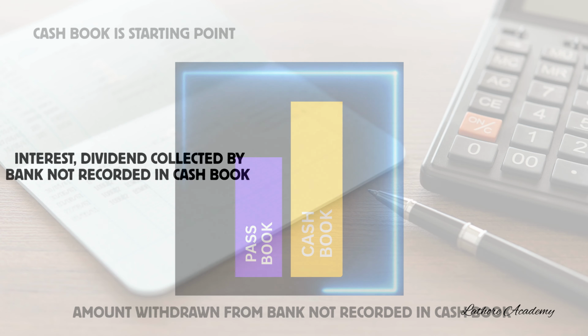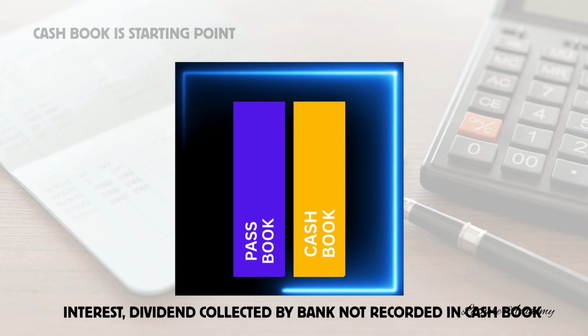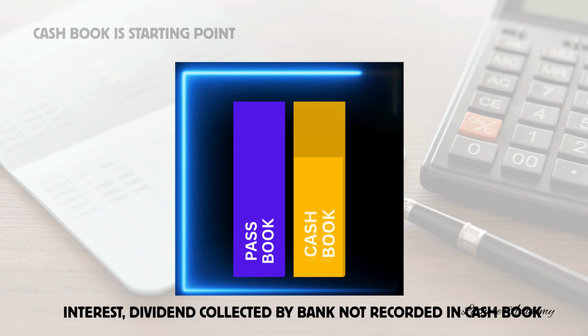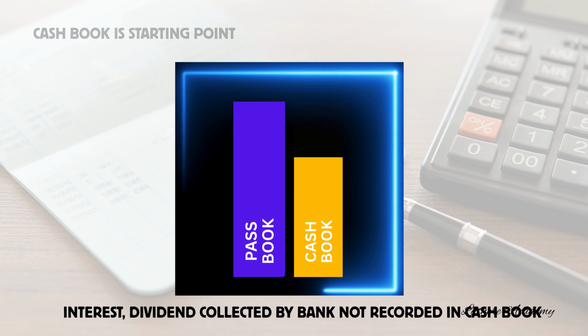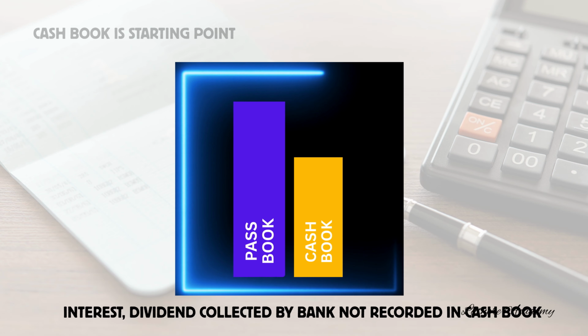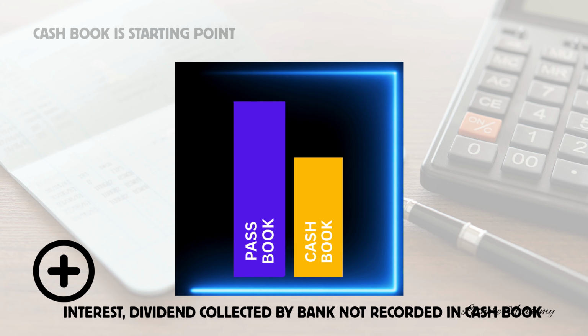Moving on to the next transaction, interest dividend collected by bank not recorded in the cash book. Generally, banks collect interest or dividends on your behalf. So this will increase the bank balance first. But your cash book doesn't reflect this. So we have to add these amounts for the cash book balance.